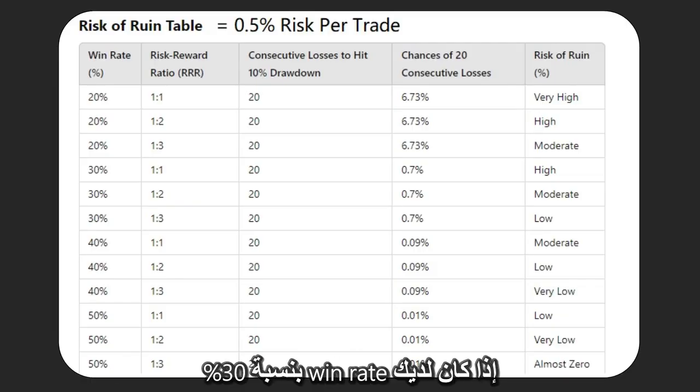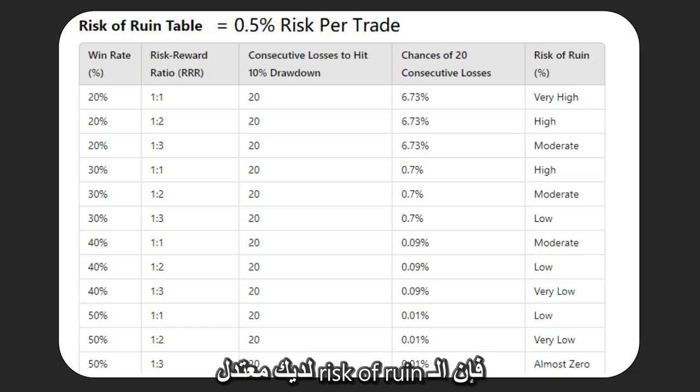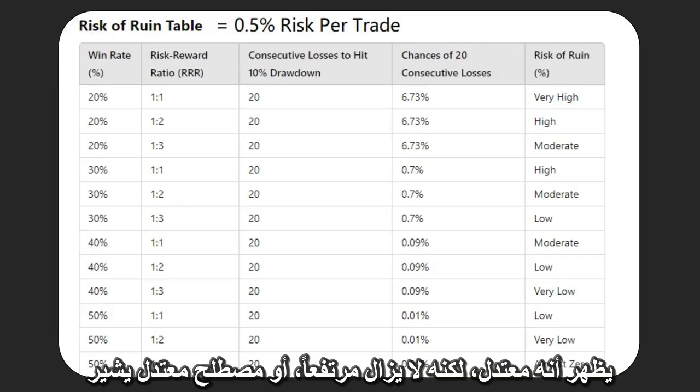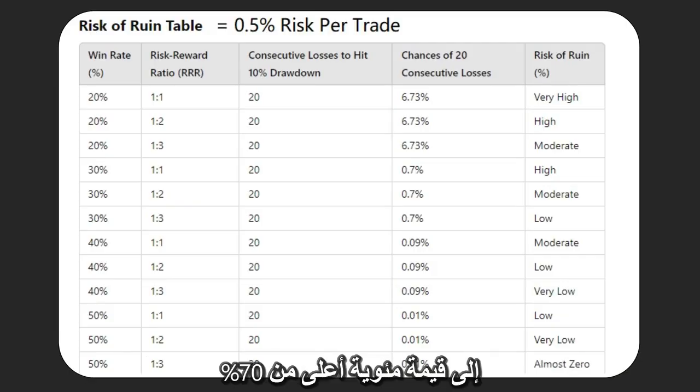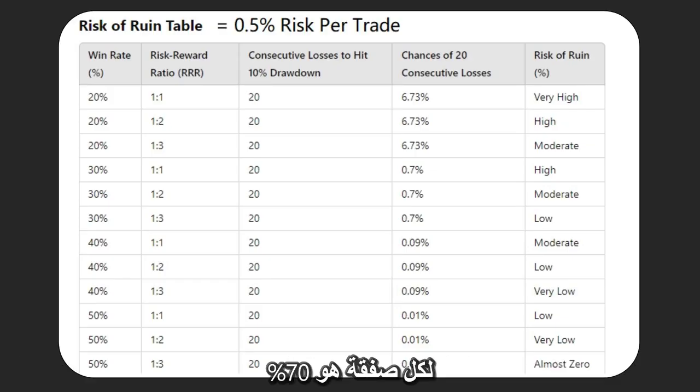If you have a win rate of 30% but with a 1 to 2 risk reward ratio and the same risk parameters, then your risk of ruin is moderate, right? It's showing moderate, but it's still high, as the moderate term suggests a percentage value of higher than 70%, meaning your risk of blowing everything up and losing everything while risking only 0.5% per trade is 70%.